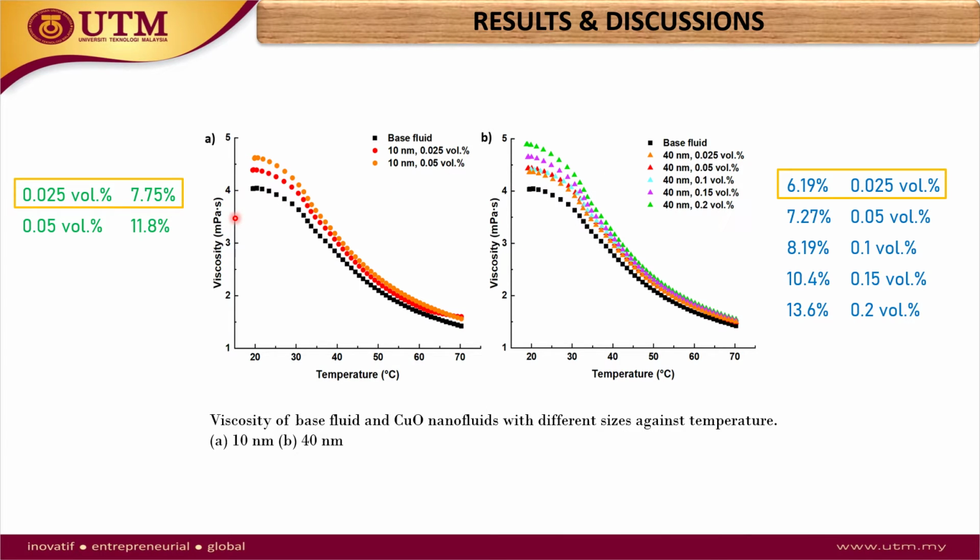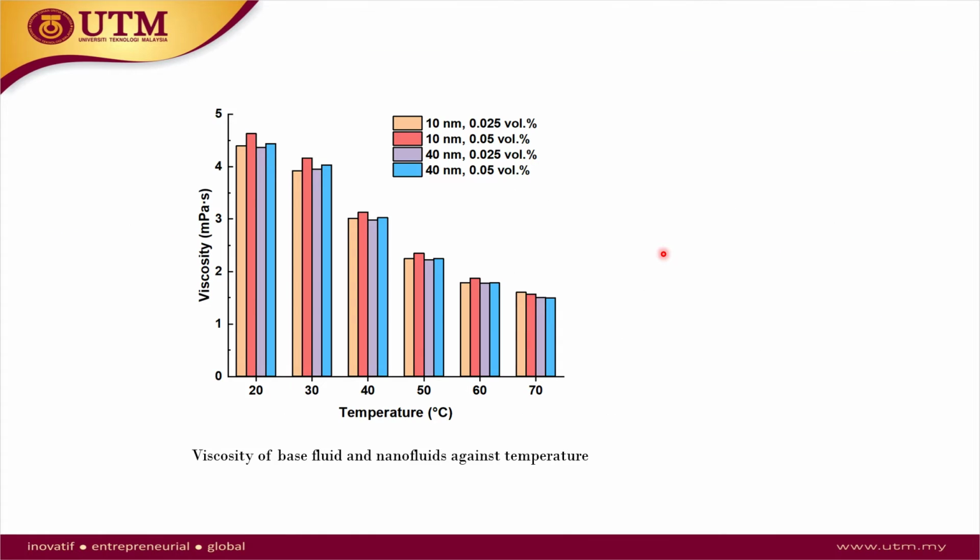But when we increase the nanoparticle concentration up to 0.05, which is double, we can see that the difference between these two particle sizes is now more than 3%. Okay, so we look at the bar chart. We compare the 10 and 40 nanometer copper oxide nanofluid at two concentrations only, which are 0.025 and 0.05. Let's look at the orange and purple bars. We can see that there is an insignificant difference between the 10 and 40 nanometer at the same concentration.